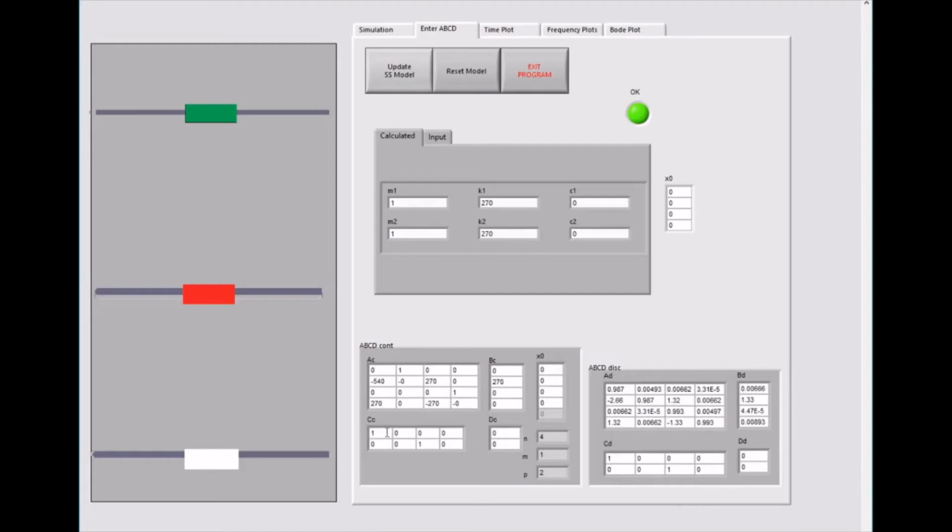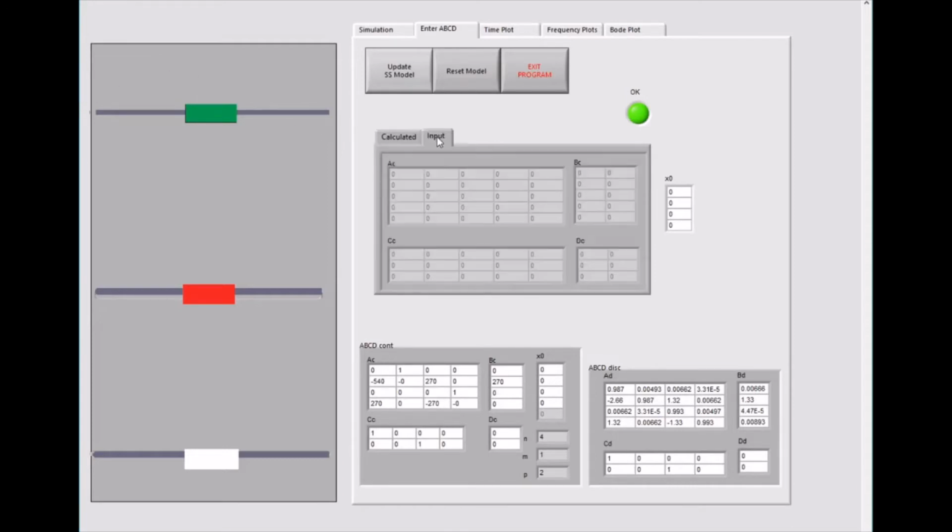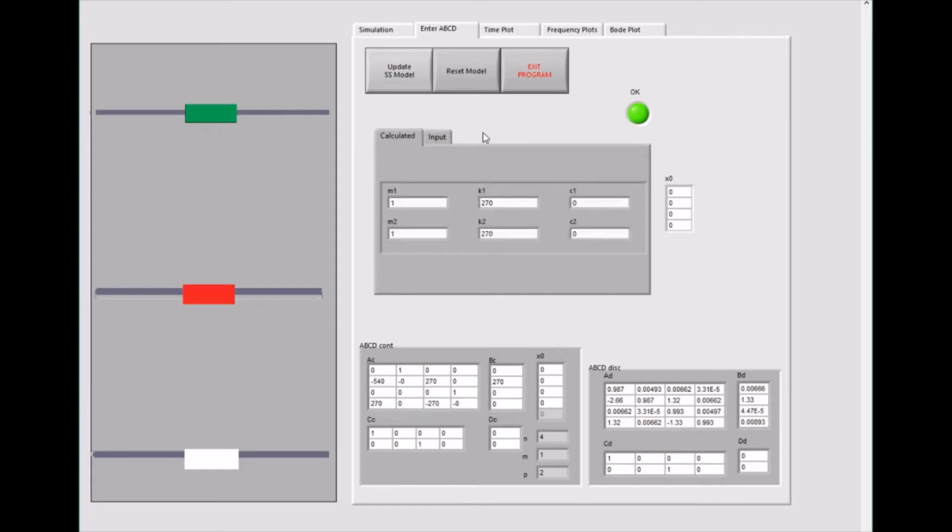So what did I say by C? C was 1000, and then it was a 0010. It's all been calculated. It's just actually done for you. Because you could have entered it this way too. You could just put it in yourself. But let's just do it this way. So let's see, exit program for now.